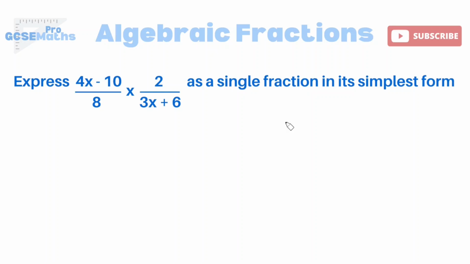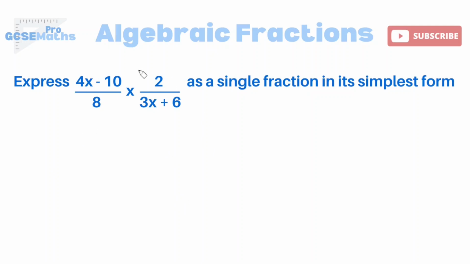So the first thing I'm going to do is not really worry about the fact that I need to express it as a single fraction. I'm just going to apply whatever operation is happening. In this case, it's multiply. So multiplying fractions is actually quite easy. We just have to times across horizontally. So the two numerators you multiply, the two denominators you multiply.